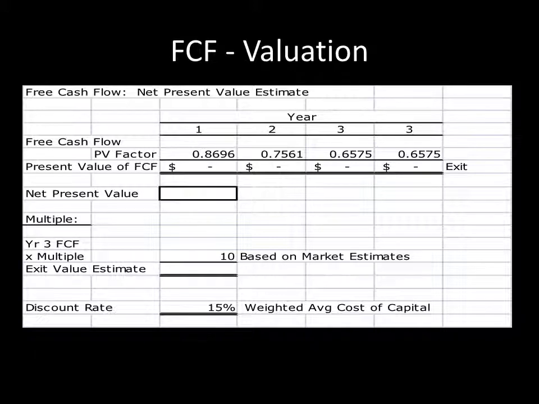Take each of those free cash flow numbers, multiply them by the present value factor, so we can convert the future cash flows into present values, add them together, and come up with an estimate of a net present value at a discount rate of 15%, which gives us a rough estimate of what we think the value is. That's one of the more complex but still very useful applications of net present value and discounted cash flow.